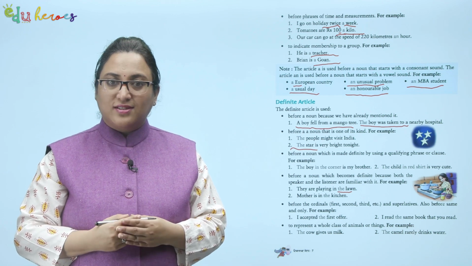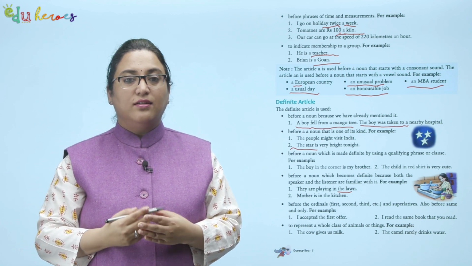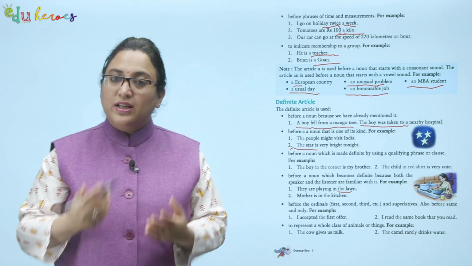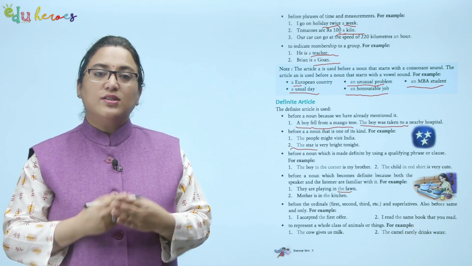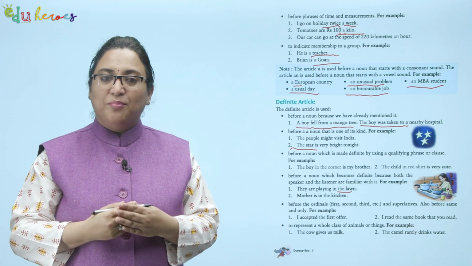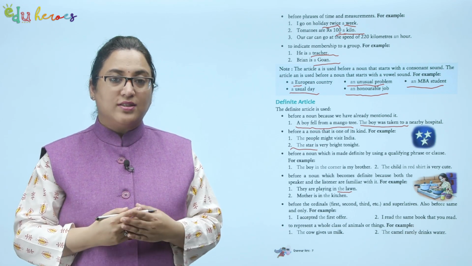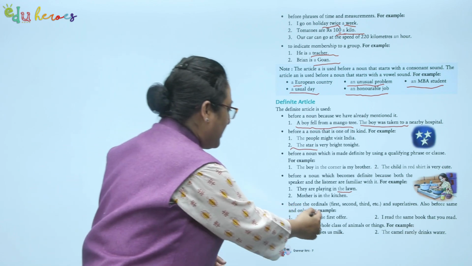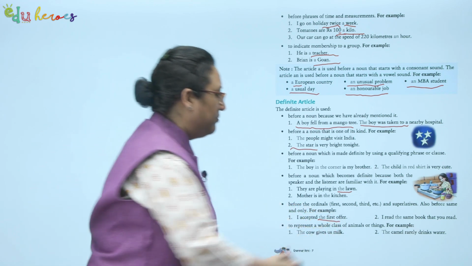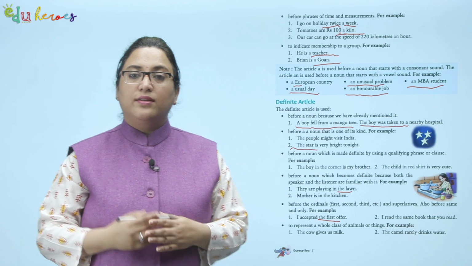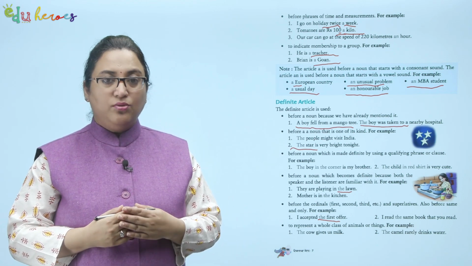Before the ordinals. Ordinals means first, second, third, etc. And superlatives also. Also before same and only. The examples are, I accepted the first offer. So first is an ordinal here. So we will place the before ordinal. I read the same book that you read.